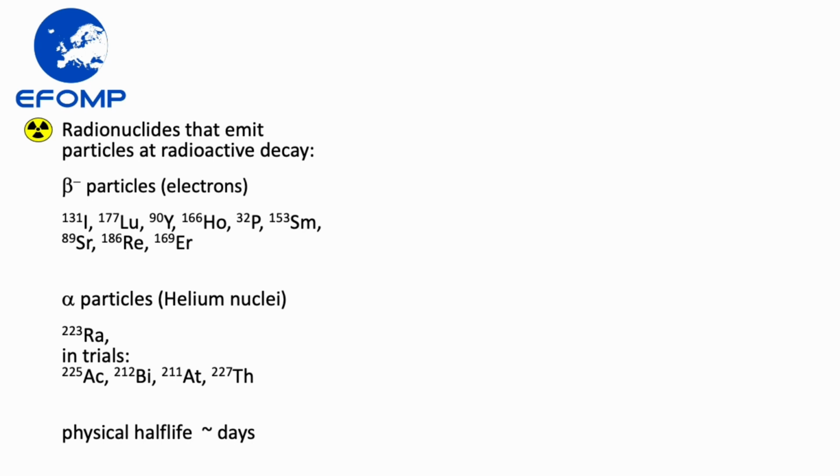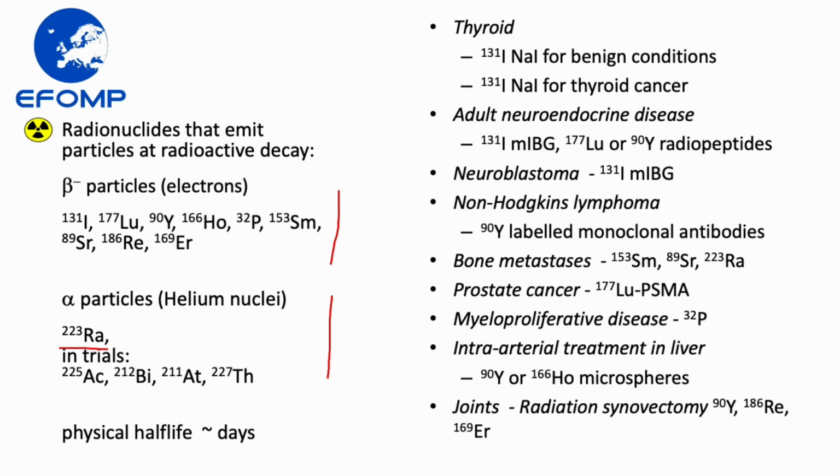Radionuclides used are those that emit particles at their radioactive decay. Most commonly, it is still beta-emitting radionuclides, and these listed are those that are part of approved compounds for MRT. Also upcoming are alpha emitter-based radiopharmaceuticals, where there is currently one approved, which is radium-223. The physical half-life of these decays is typically in the order of days.